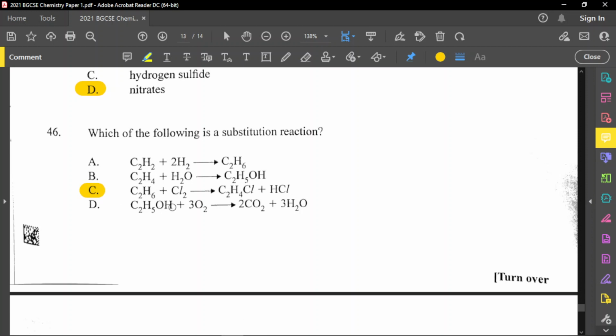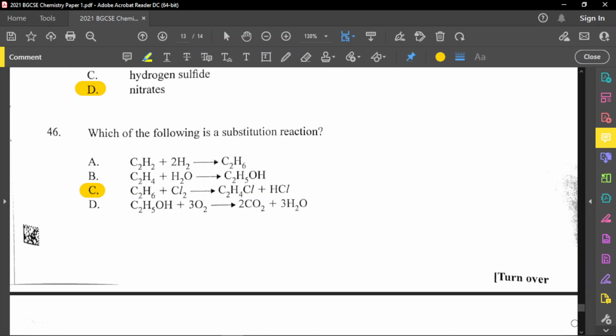All right. D is a combustion reaction. Ethanol in the presence of oxygen will combust to form carbon dioxide, water, and energy. So we have A and B as addition reactions, C is a substitution reaction, and D is a combustion reaction.